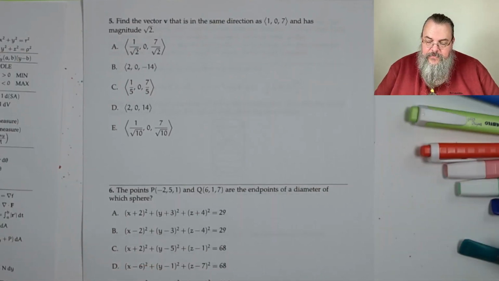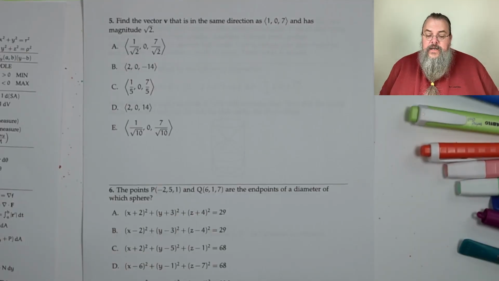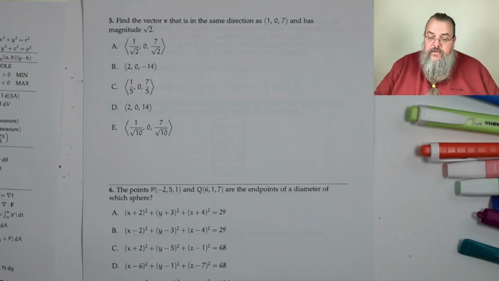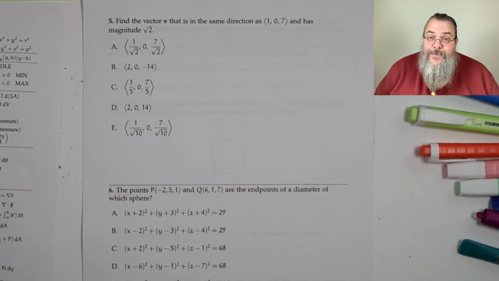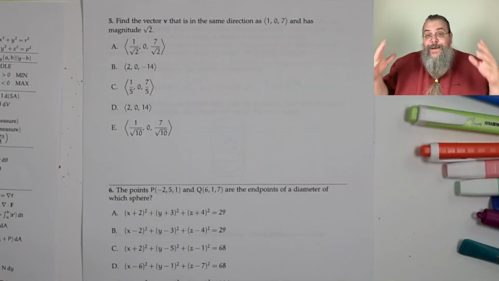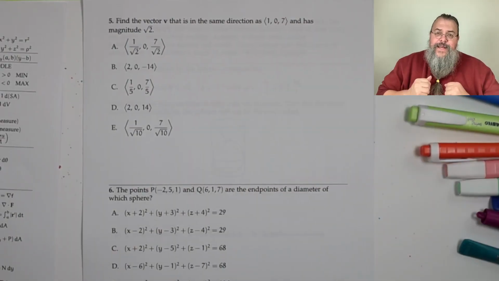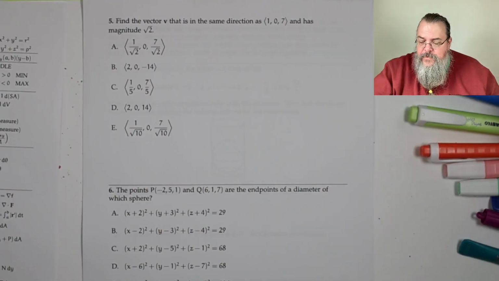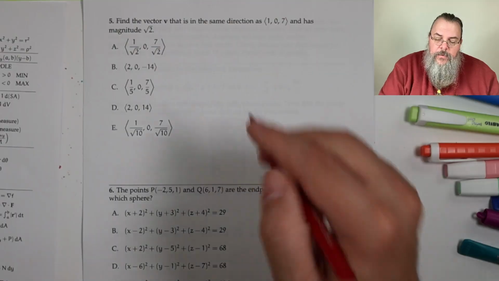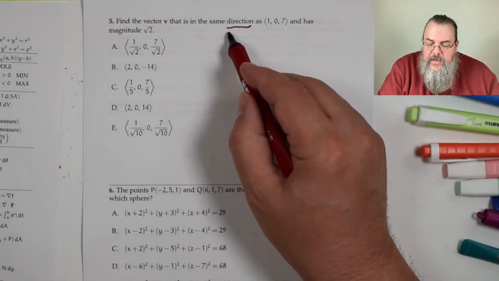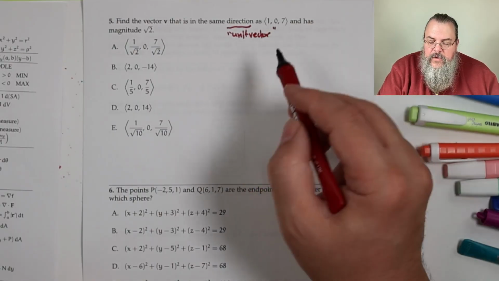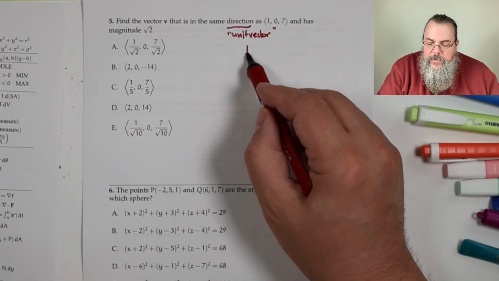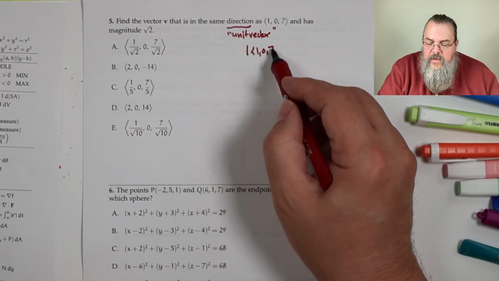Number 5. Find the vector v that is in the same direction as <1, 0, 7> and has magnitude root 2. So we're saying here's a vector. I like its direction. I don't like its magnitude. So what do we do? Well, when we think direction, oftentimes we think of unit vector. So we say, okay, let's do this in sort of two phases. If I start with the magnitude of <1, 0, 7>, what would that be?